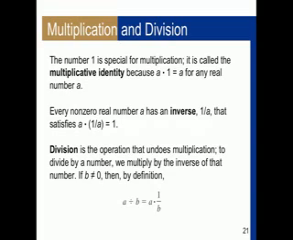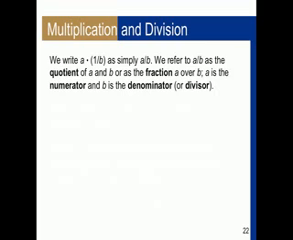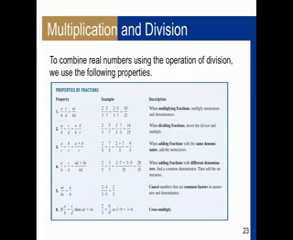Division undoes multiplication. So to divide by a number, we multiply by the inverse of that number. If b does not equal 0, then by definition, a divided by b is the same thing as a times 1 over b. We write a times 1 over b simply as a over b. We refer to a over b as the quotient of a and b, or as the fraction a over b. A is the numerator and b is the denominator, or divisor.